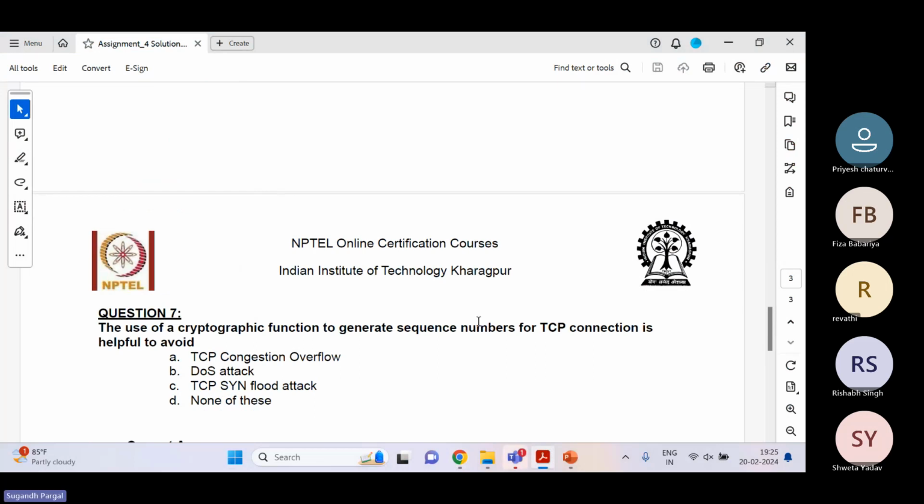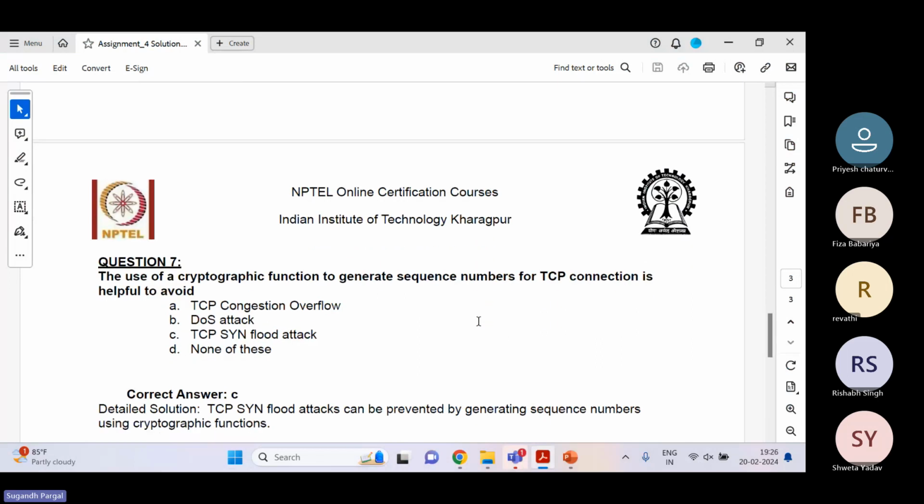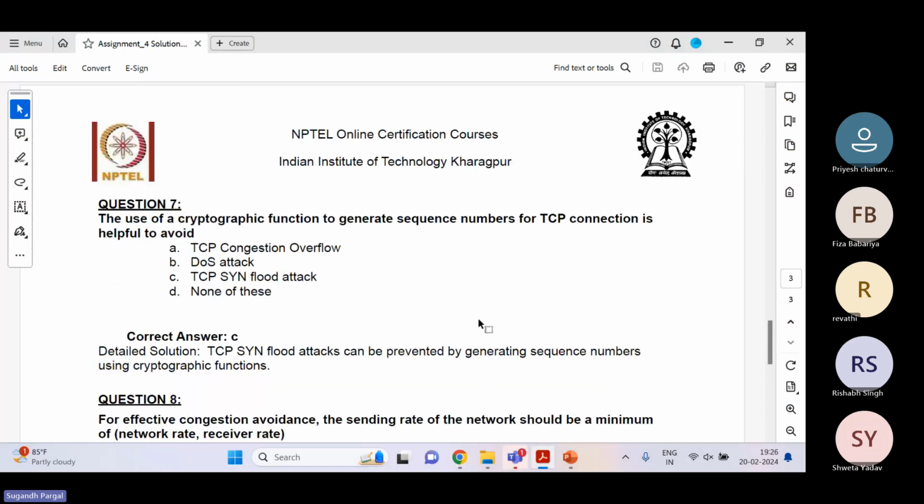The use of a cryptographic function to generate sequence numbers for a TCP connection is helpful to avoid TCP congestion overflow, denial of service attack, TCP SYN flood attack, or none of these. This is C, that is TCP SYN flood attacks can be prevented by generating sequence numbers using a cryptographic function.